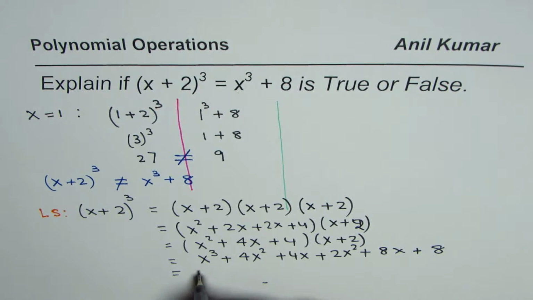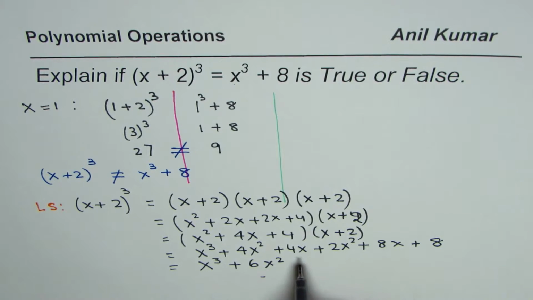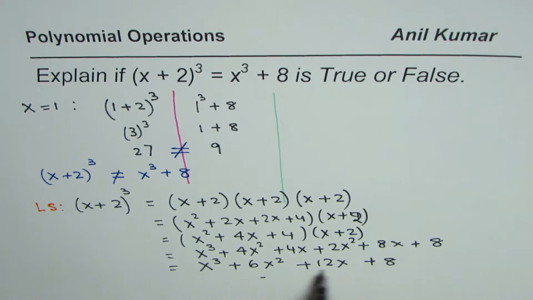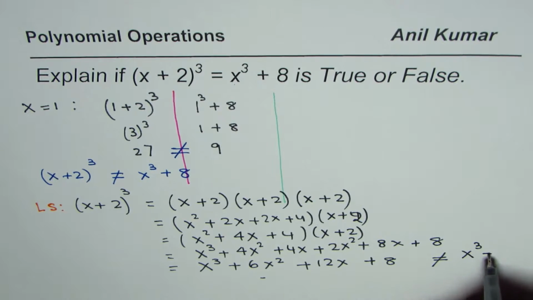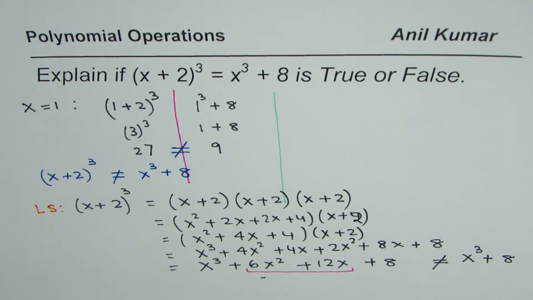Combining like terms, we get x³. 4 plus 2 is 6, so we get 6x². 4x plus 8x is 12x, plus 8, right? Clearly, this is not equal to x³ + 8, right? So we have these two terms in between. That makes it different, right?